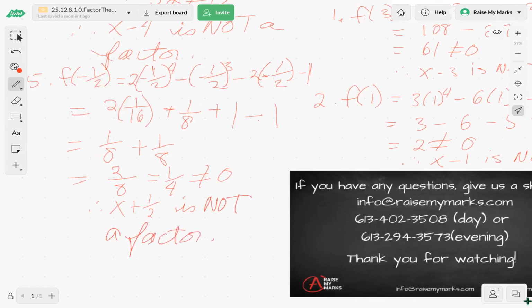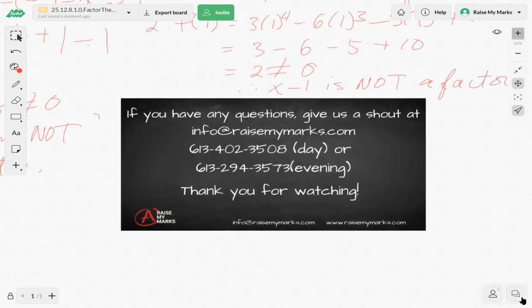Good, so we've used the factor theorem, used all the space on our board as well. That brings us to the end of our session.